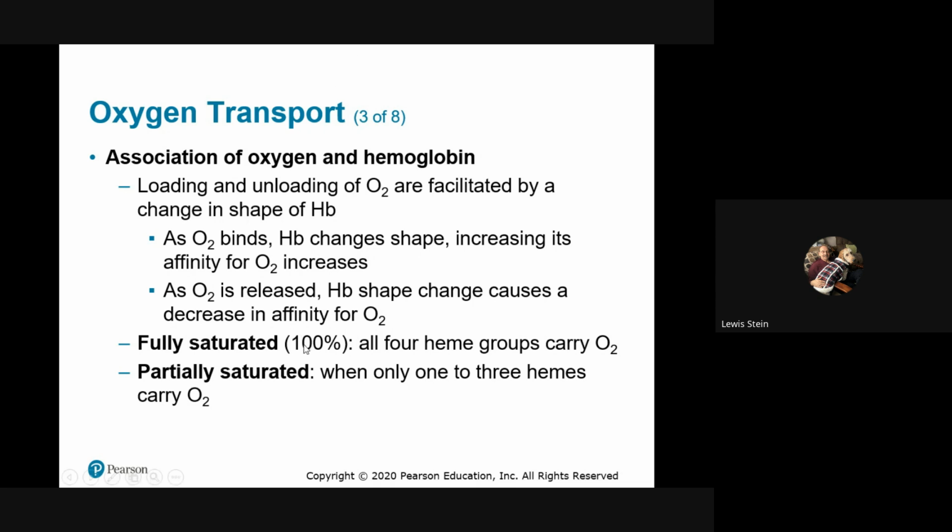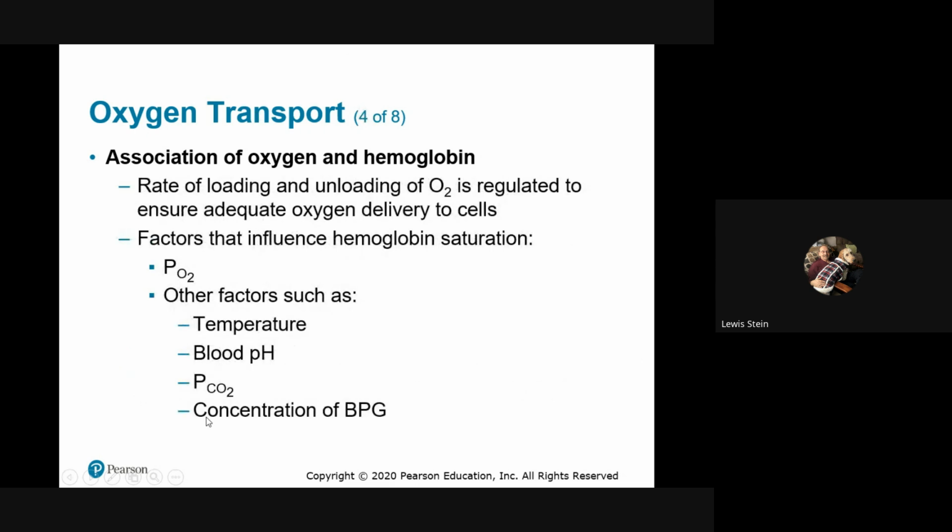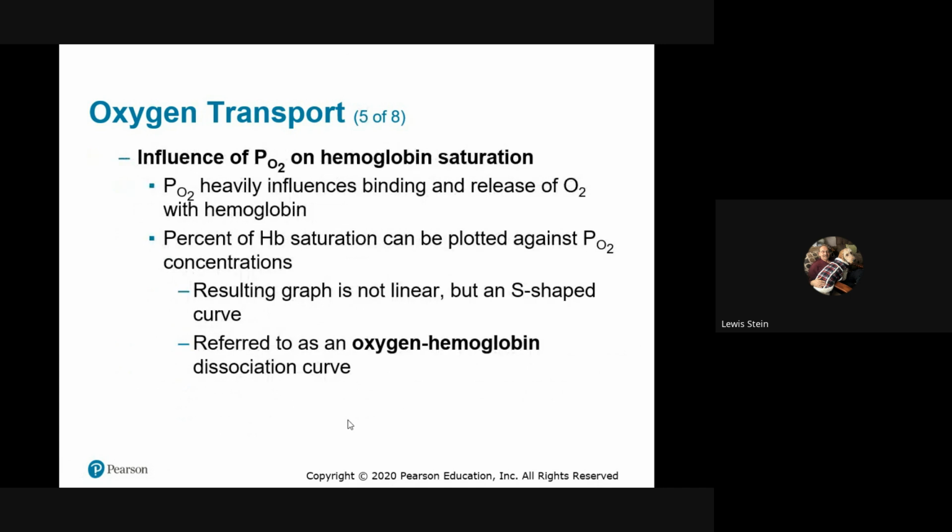So theoretically it would fully saturate all 4 heme groups, or be partially saturated with only 1, 2 or 3 hemes carrying oxygen. The rate of loading and unloading is regulated. Factors that influence it: the amount of oxygen available, temperature, pH, CO2, and BPG. That's that sort of magical substance that makes it easier to do the unloading part of a thing, which we'll get to.